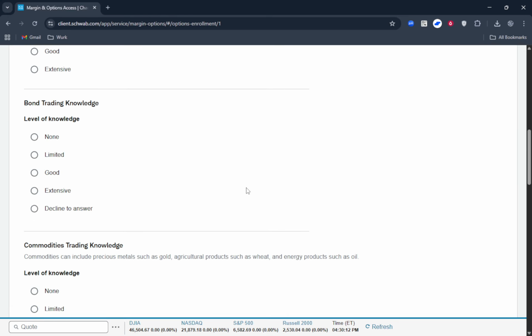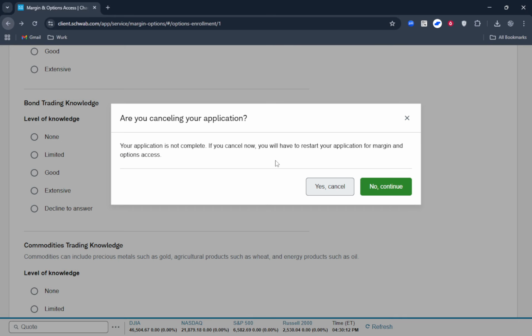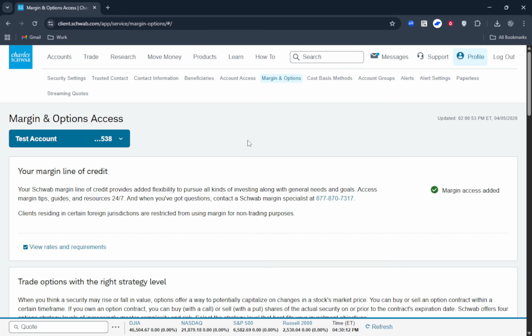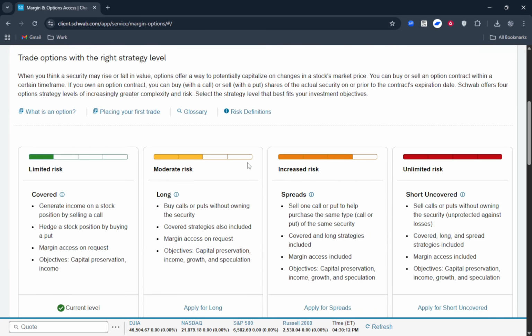That's it. Apply online, understand the levels, align your request with your experience, and watch for your approval within a few business days. Options involve risk and aren't suitable for everyone, so choose carefully and trade responsibly.